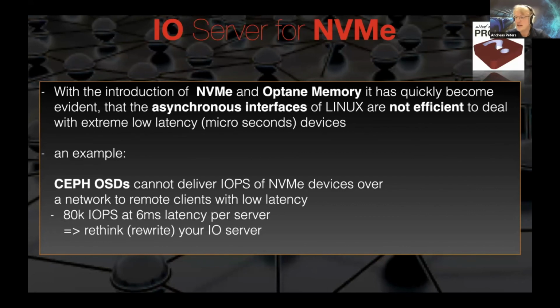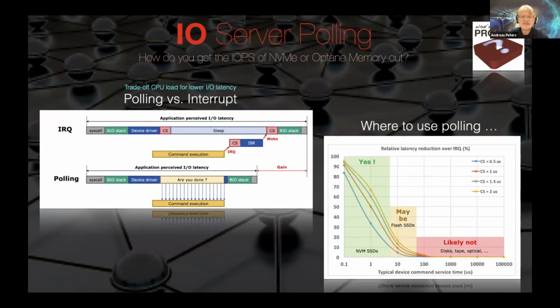An example: you deploy Ceph and you put very nice NVMe devices inside. Then you hope that this high performance node would deliver all the IOPS of these NVMe devices. It's currently not possible because the implementation of how you do I/O or asynchronous I/O is very inefficient. Even with a very high performance setup, as an example, you get 80,000 IOPS with 6 millisecond latency from a server to a client, which is not the idea of what you want to do. And where does this come from?